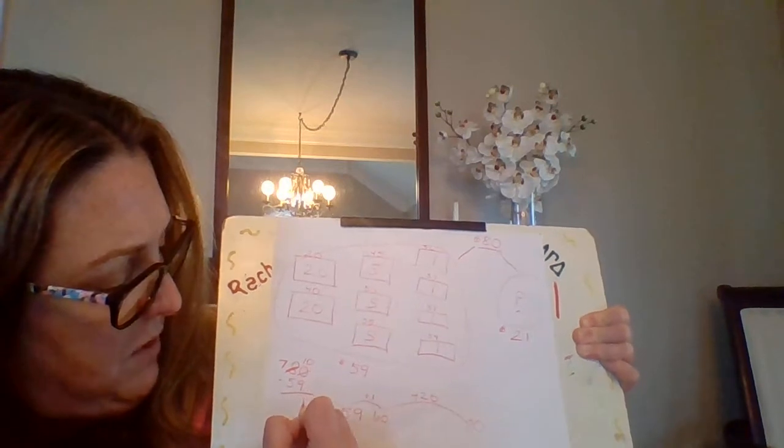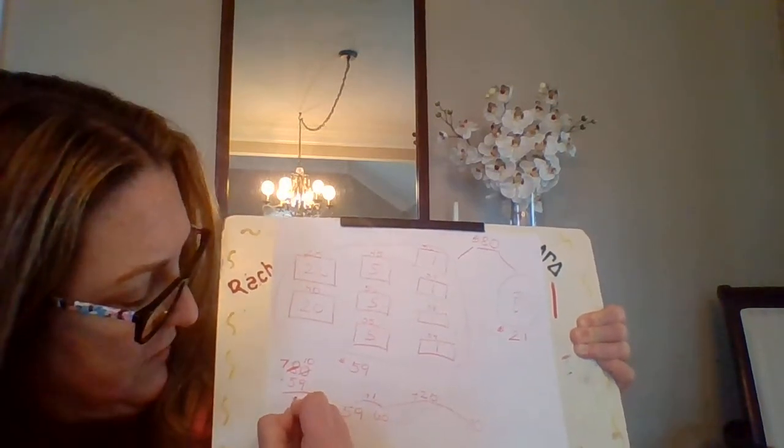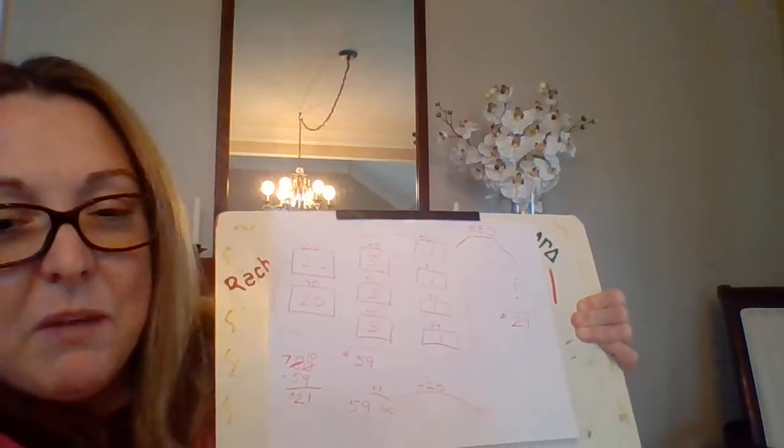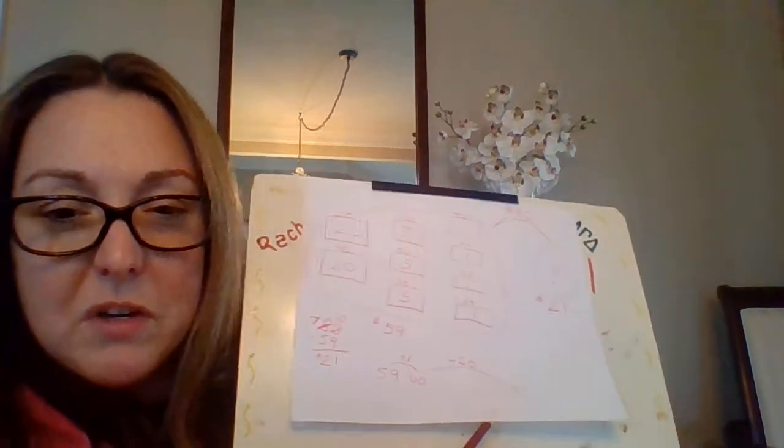10 minus 9 is 1. And 7 minus 5 is 2. So there's my $21. I don't know why, I just like counting up. I think counting up is easier, especially if you want to do it in your head.